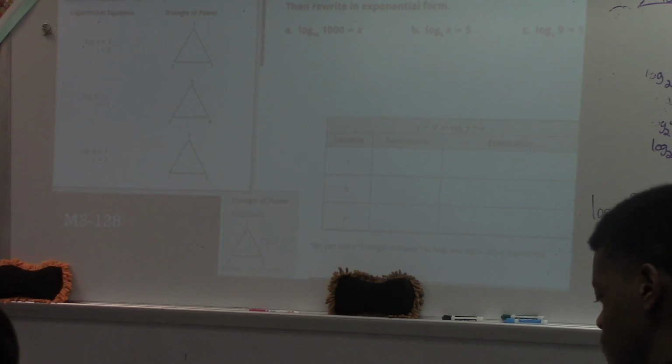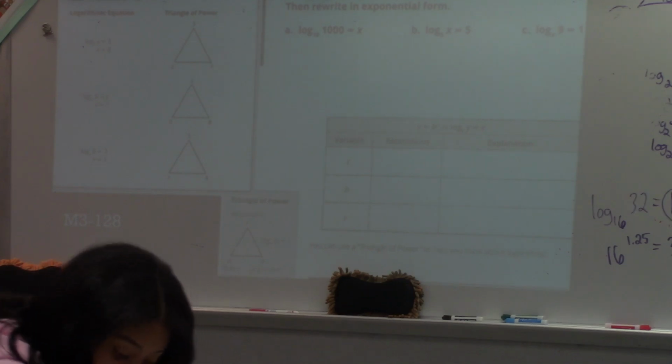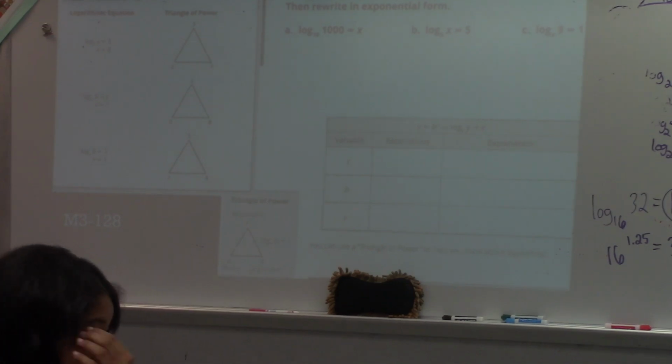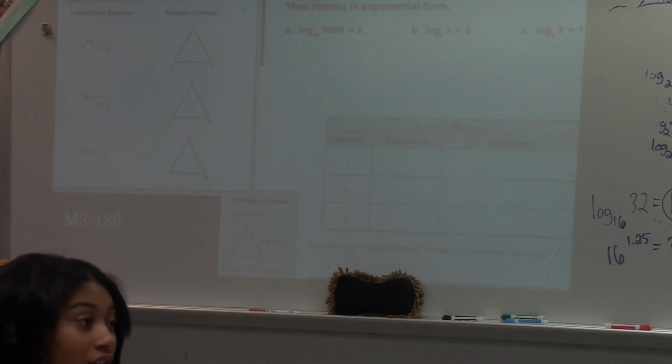Any guesses? Do you think x is 10? Why do you think that x is 10? What is a logarithm? An exponent, right? So what you're telling me is 10 to the 10th is 1,000?